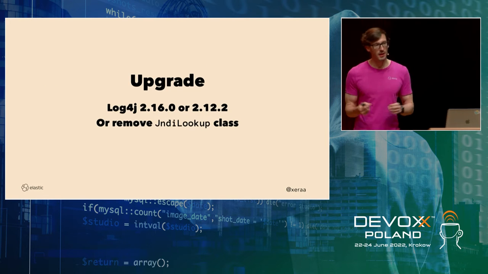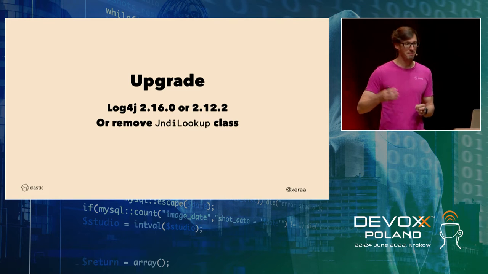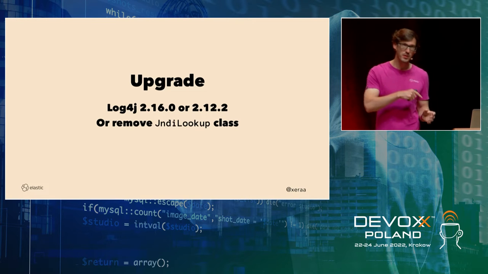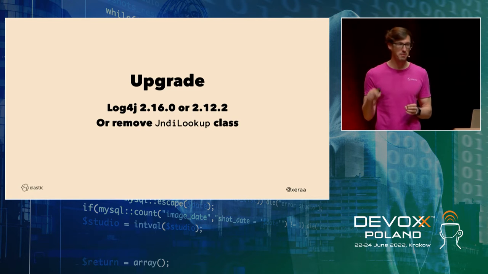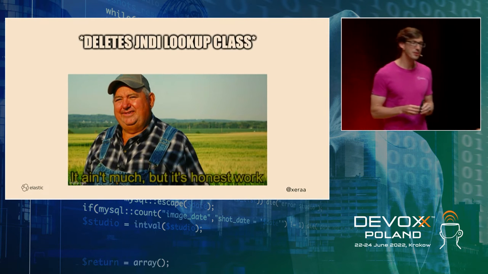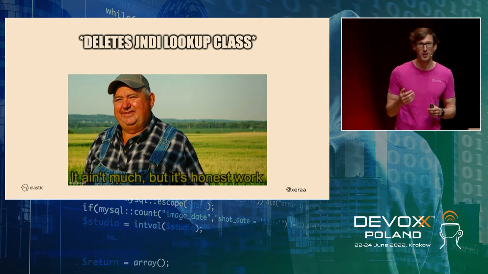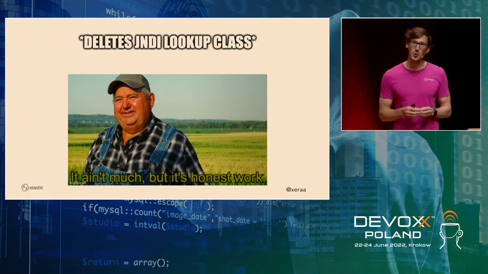So people upgraded to the next Log4j version that came out, or they removed the JNDI lookup class, just as in the previous exploit. This one would also be closed by removing that lookup class in Log4j, because no JNDI lookup class, no exploit through the JNDI, which kind of puts you in that fun situation where it's a stupid hack, but it's kind of a working hack for these two vulnerabilities. So it's kind of like, let's say, honest work to stop the exploit.